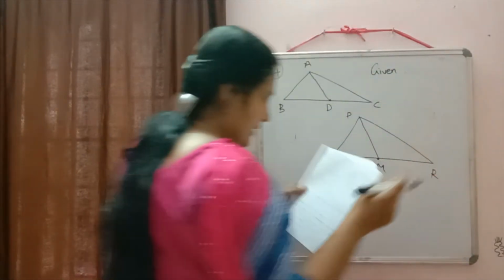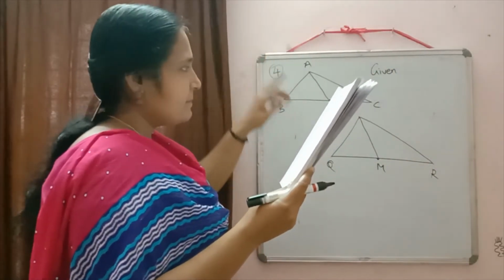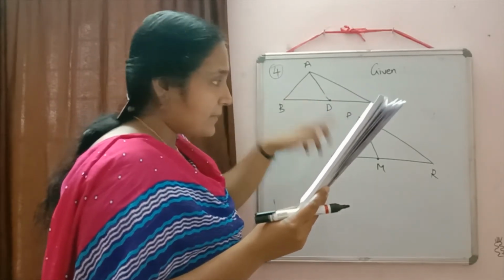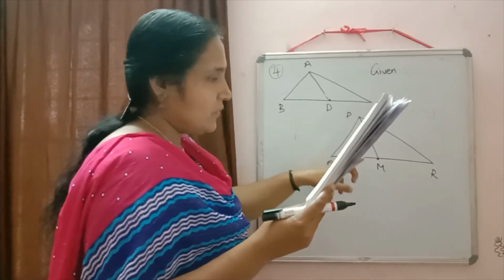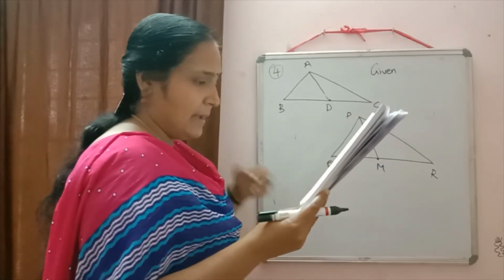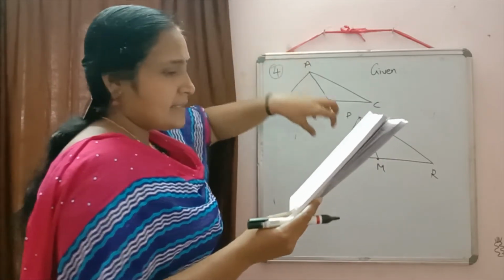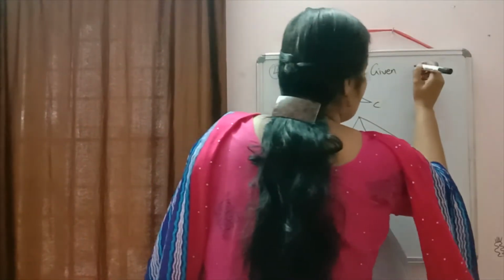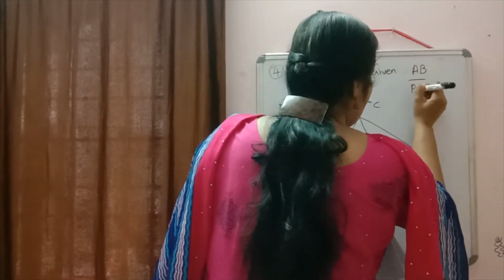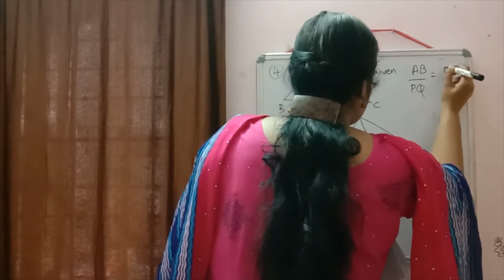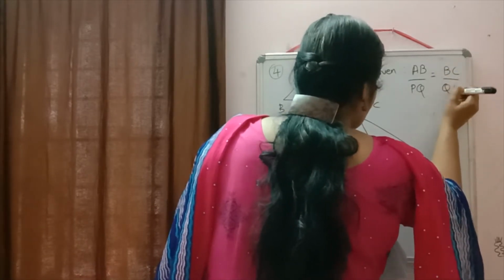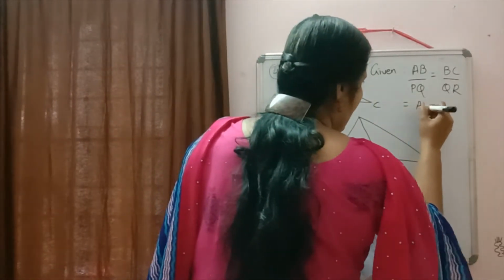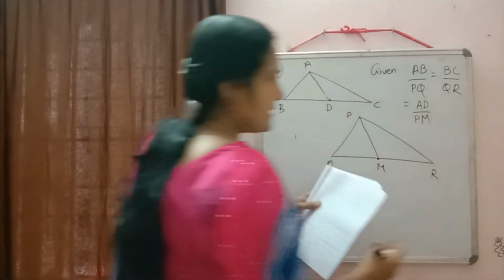Given: sides AB, BC and AD of a triangle ABC are proportional to the sides PQ, QR and median PM. So what does it mean? They are in the same ratio. Which one? AB by PQ. So just write down there, given AB by PQ is equal to BC by QR is equal to AD by PM. So this is given there.